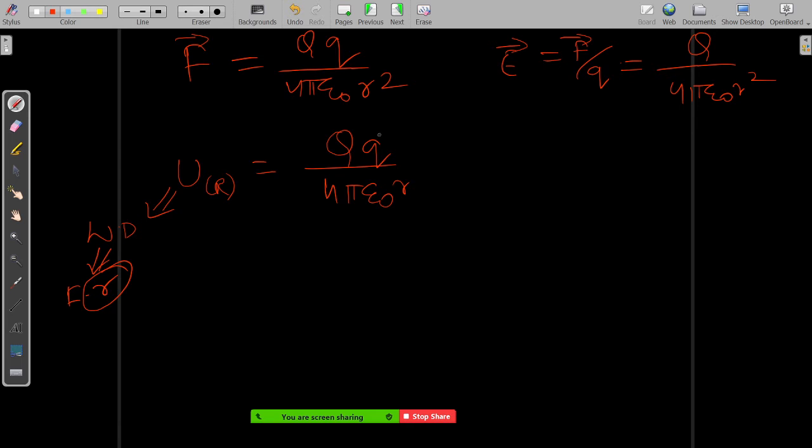Okay, so you can see in this formula that potential energy is associated with two charges. One charge is not having any potential energy. Understood, no? So potential energy is an energy of a system.